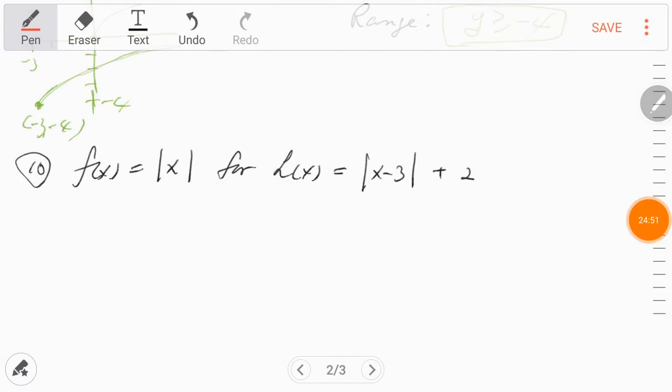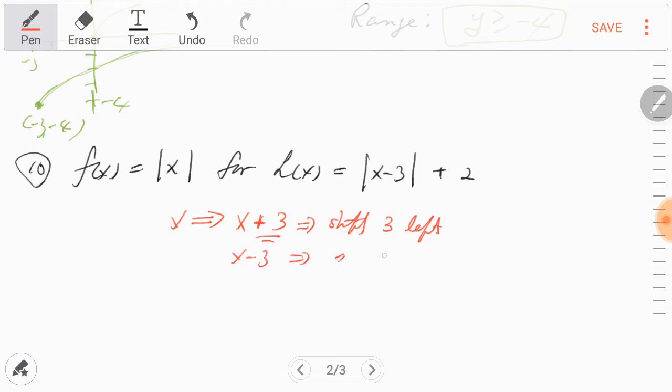Okay, let's find the transformation of the graph of absolute value of x for h of x. Okay, for the transformation, we will always check if x is replaced, if x became x plus some number, then this means what? Shift 3 units to the left. Plus 3 means shift the graph of the original function 3 units to the left. And x minus 3 means shift 3 units to the right.